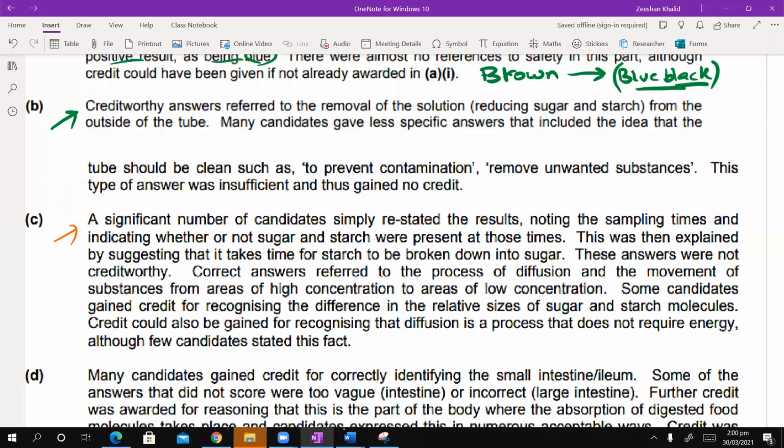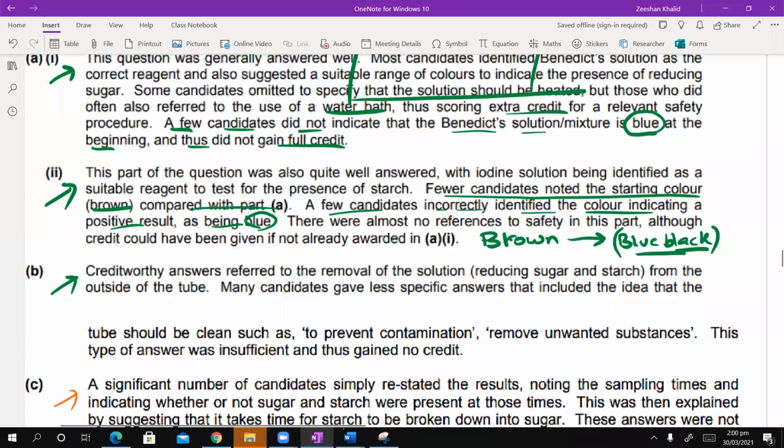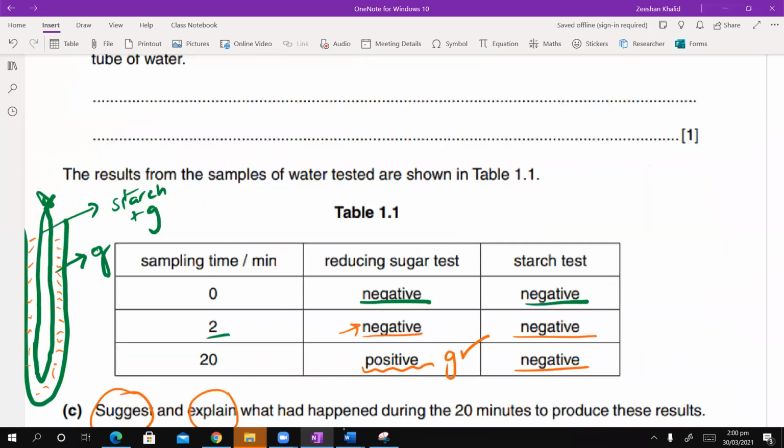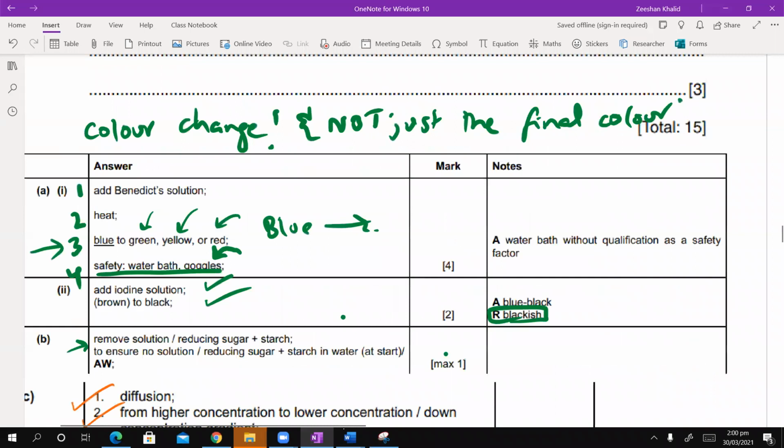A significant number of candidates simply restated the results, noting the sampling times and indicating whether or not sugar and starch were present at those times. This was then explained by suggesting that it takes time for starch to be broken down into sugar. These answers were not credit worthy. Why can't we assume that starch digest ho gayi hogi andar or glucose mein convert ho gayi hogi? Has he mentioned anywhere in the question that inside the whisking tube you have enzymes that convert starch to glucose? Is that mentioned anywhere in the question? It's not mentioned. So why do I have to assume? You don't have to assume this. That's what he's saying in the examiner comments.